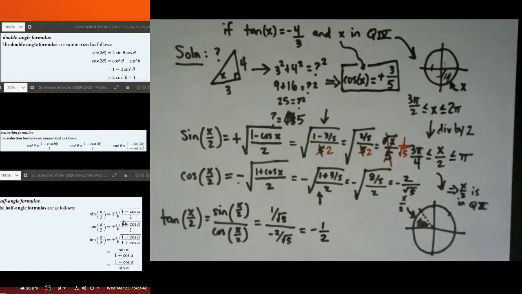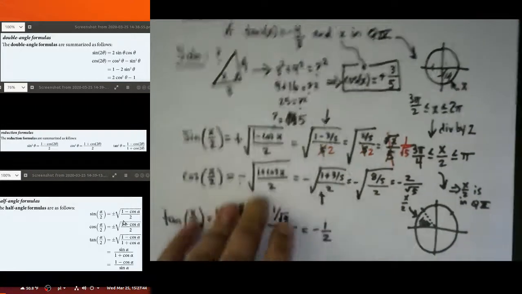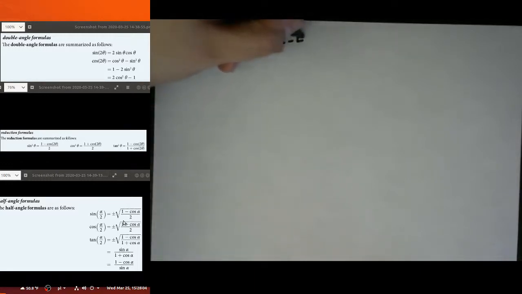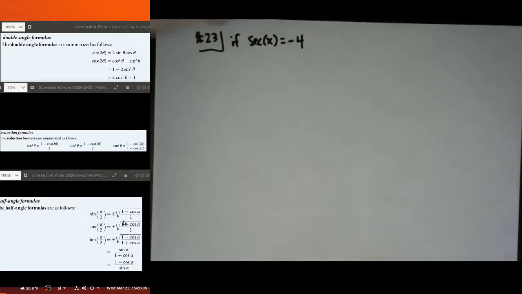I'd like to do another one of these, number 23. It's the same instructions, except now the information that we're given is that the secant of x is negative 4. So number 23, if secant of x is negative 4 and x is in quadrant 2.